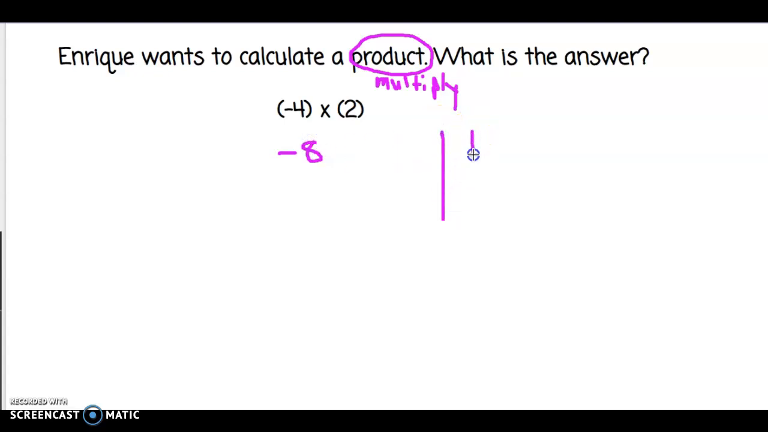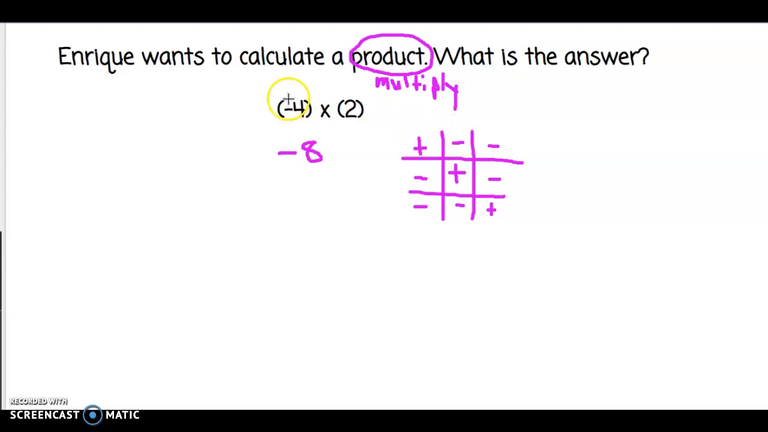Here's that chart I was talking about. I make what's called a hashtag chart. And you put your positives going diagonally. And then every other blank space gets a negative sign. And this only works for multiplication and division. But how you read this chart is in any direction.